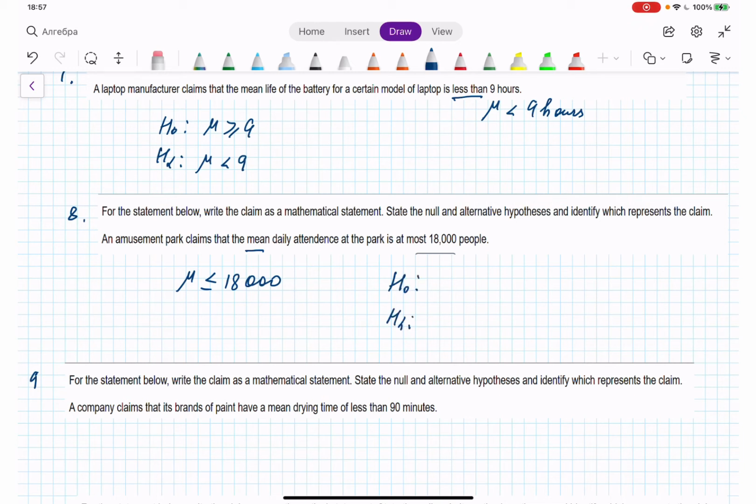And therefore the mathematical statement of the claim, since we have the equal sign, is going to be the null hypothesis. And accordingly, the other one is going to be the alternative.